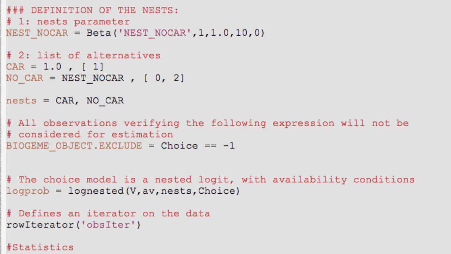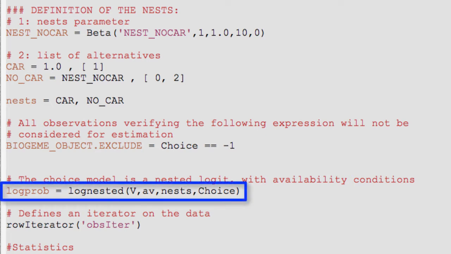The next statement tells Biogeme to exclude all observations such that the choice is equal to -1, which would mean that the respondent didn't specify a choice and the observation cannot be used for estimation. The next statement is actually calculating the formula of the nested logit model as a function of the utility function, the availability, the definition of the nest, and the choice which has been reported by the respondent.